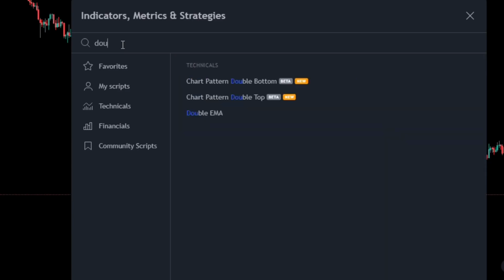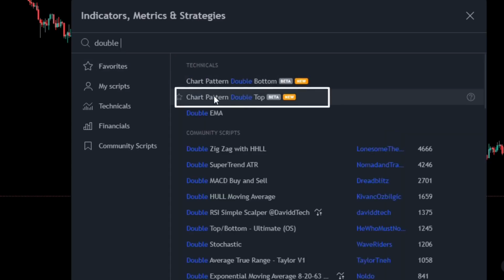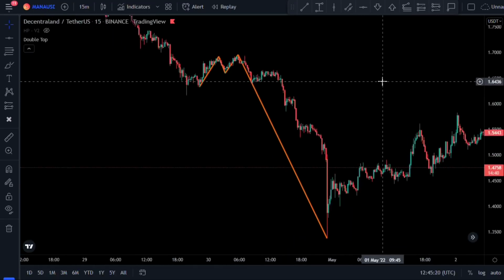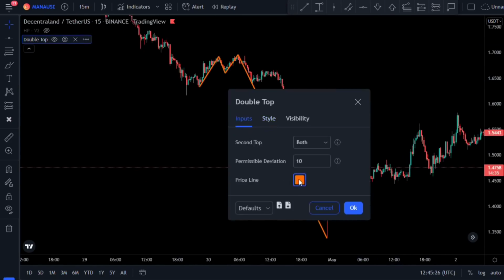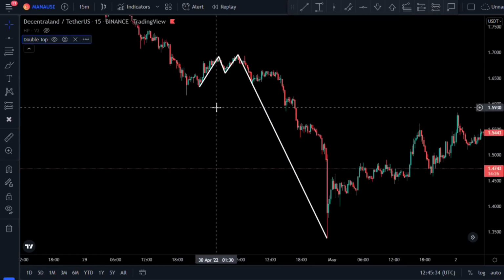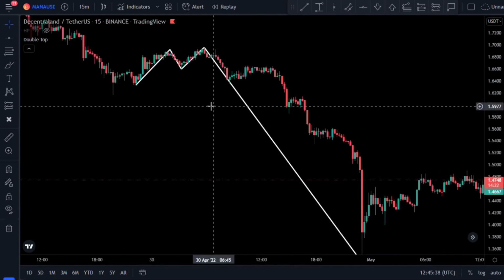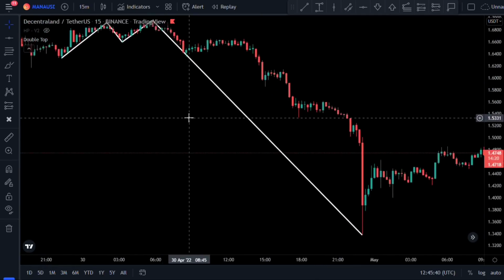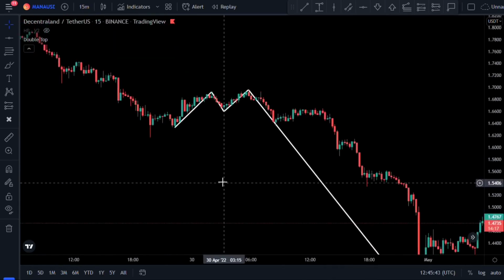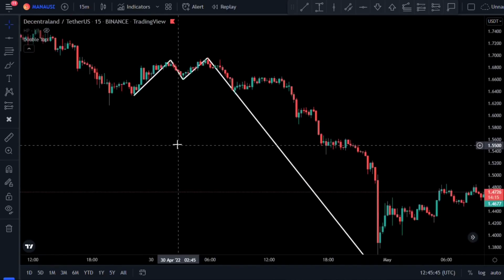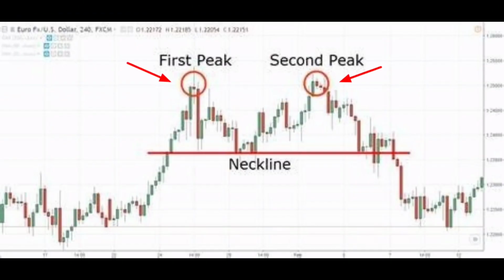Search for the double top indicator here. Add this indicator to the chart. From the settings section of the indicator, I change its color to white to see it better. Wherever this double top pattern is formed in the chart, this indicator finds it. For example, here it shows that this pattern is formed in the chart and the price falls based on this pattern. Here you can see in the pictures that the first peak was formed.